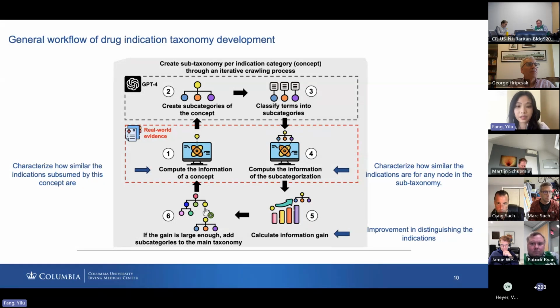And if the gain is large enough, we added these subcategories to the main taxonomy. We iterate this procedure on each leaf node in the updated taxonomy.